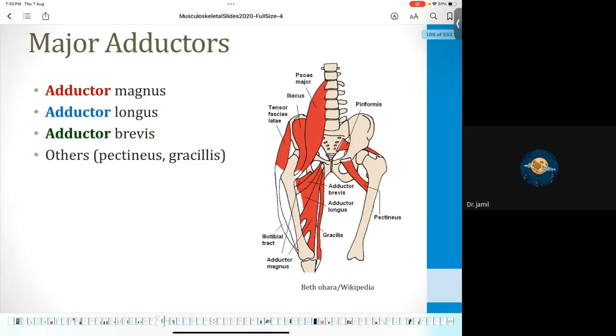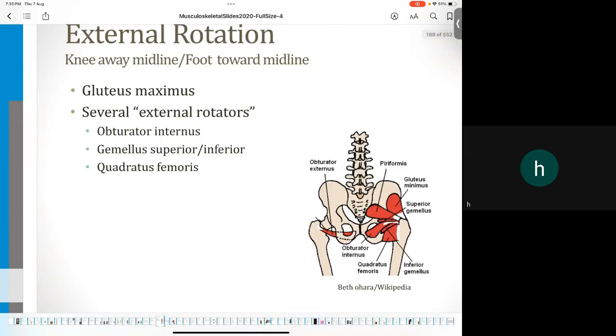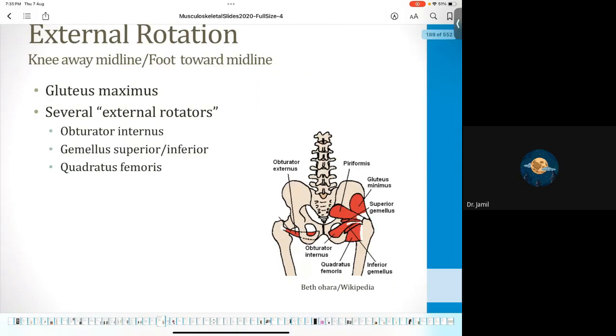Okay. What are the major adductors? We already know that: adductor magnus, longus, brevis. Which nerve is going to supply them? We know that: the obturator nerve. Perfect, right?